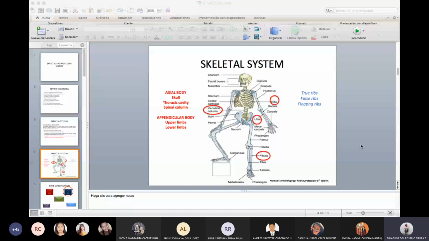Okay, so someone else. Let's see, Alison, do you know what ulna is in Spanish? If this is radius, what is ulna? Cubito. Muy bien. Okay. And who can tell me, let's see, Liz Cutimbo, what fibula is in Spanish?